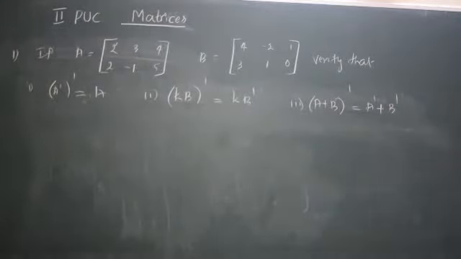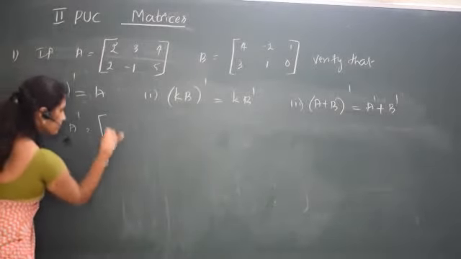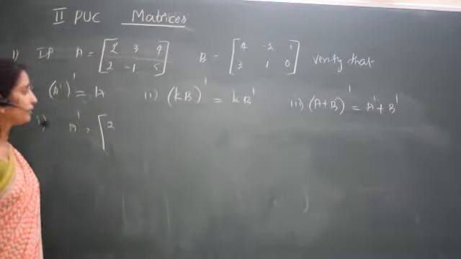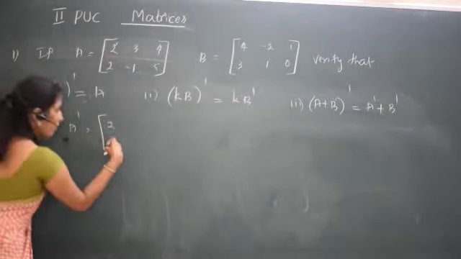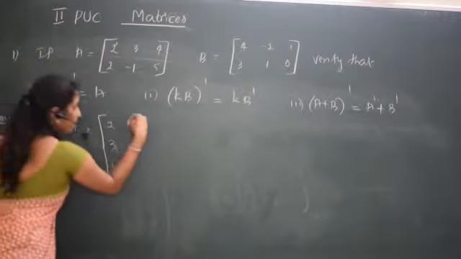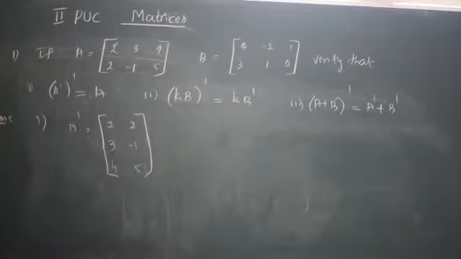So first one, verification. A transpose whole transpose is equal to A. So first we have to take the transpose, A transpose. So what is A transpose? A is given, A transpose will be 2, now it is of order 3, 2 rows and 3 columns, so now it becomes 2, 3, 4, 2, minus 1 and 5. So this is A transpose, again transpose.